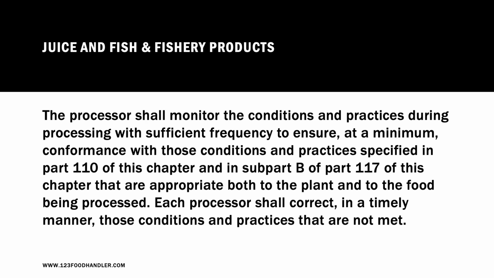Juice and fish and fishery products processors shall monitor the conditions and practices during processing with sufficient frequency to ensure at a minimum conformance with those conditions and practices specified in Part 110 of this chapter and in Subpart B of Part 117 of this chapter, that are appropriate both to the plant and to the food being processed. Each processor shall correct in a timely manner those conditions and practices that are not met.